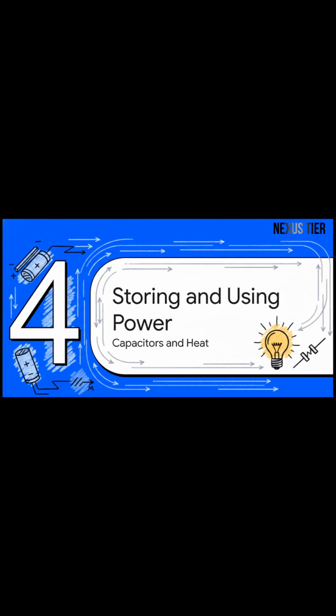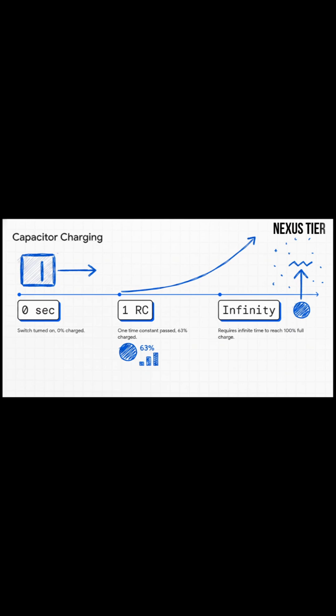Which segues perfectly into Chapter 4, Storing and Using Power. We know energy goes into the circuit, but how exactly do these circuits store it for later, or burn it off to actually do work? For storage, we use things called capacitors. But here's the catch. A capacitor doesn't just charge up instantly.